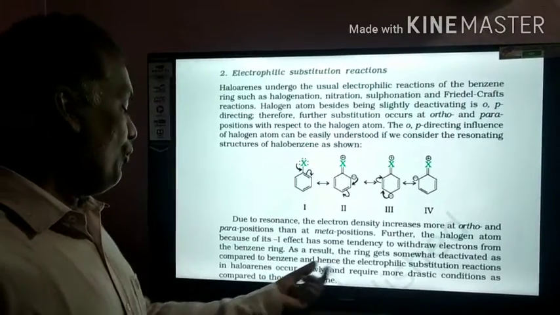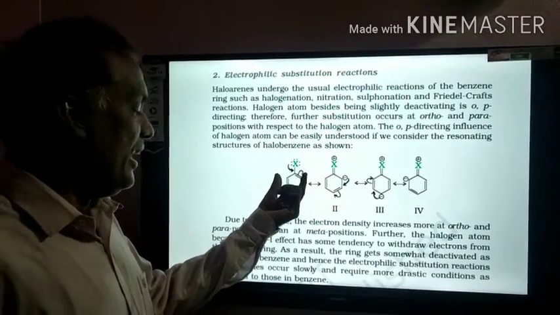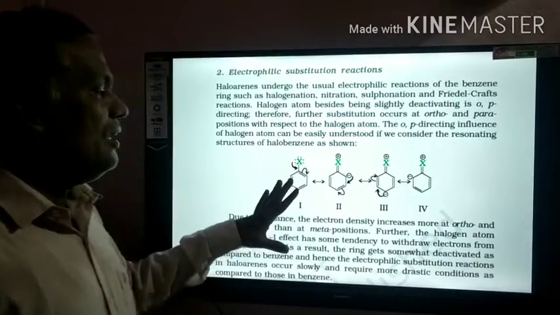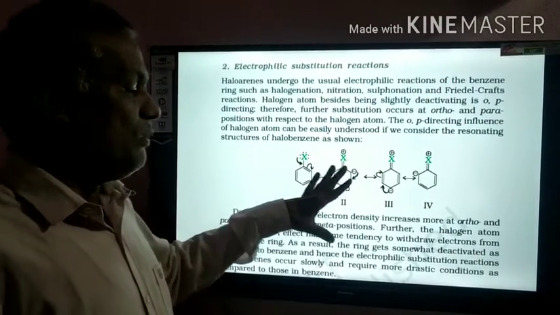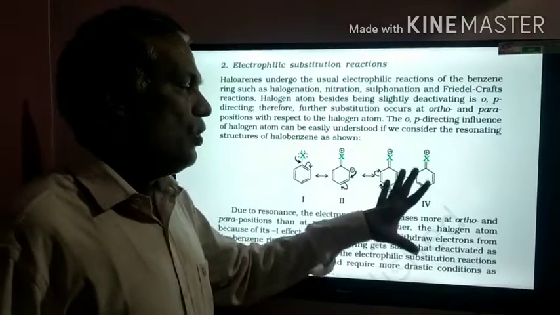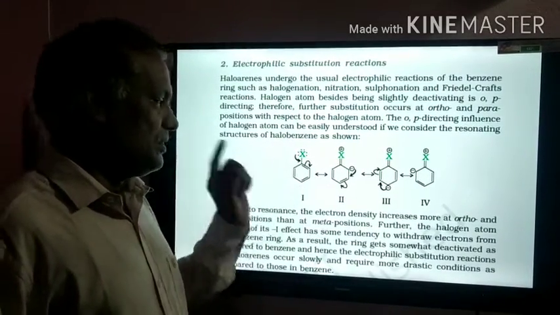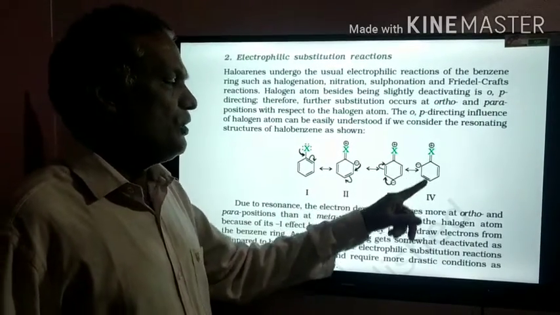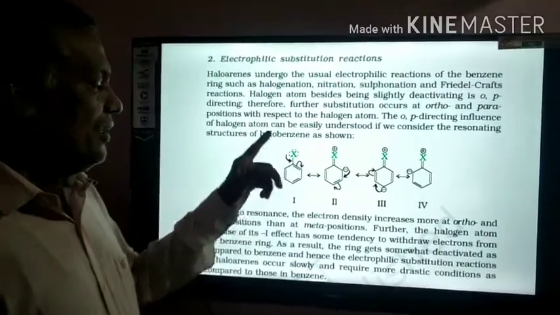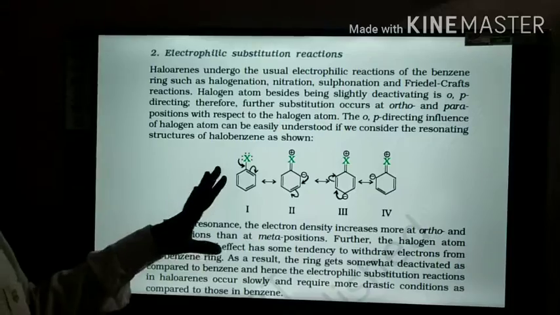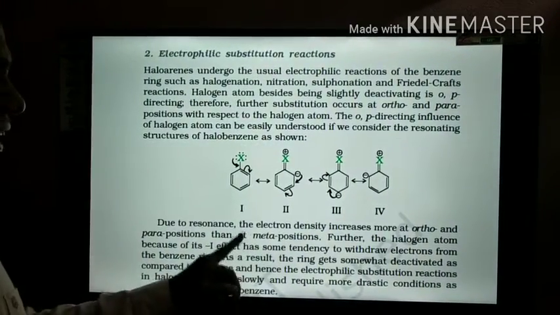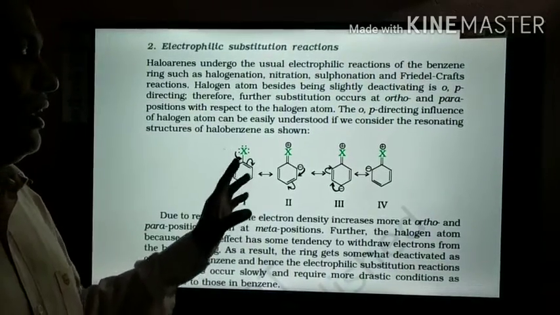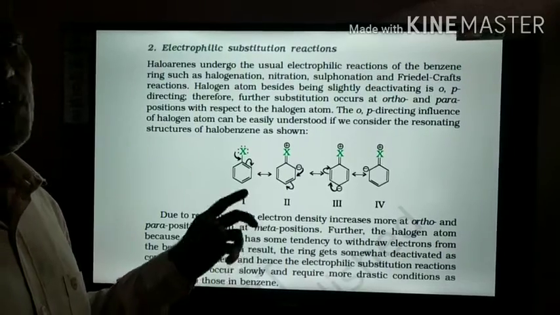As a result, the ring gets somewhat deactivated. Electrophilic substitution reactions in haloarenes will occur very slowly, and only under special conditions would meta position reactions take place. Otherwise, they do not take place. Only the ortho and para positions are substituted. The deactivation is there in the benzene ring due to the negative character of the halogen, and that is the more important point. So electrophilic substitution reactions take place under certain drastic conditions, only at ortho and para positions, with no meta position.